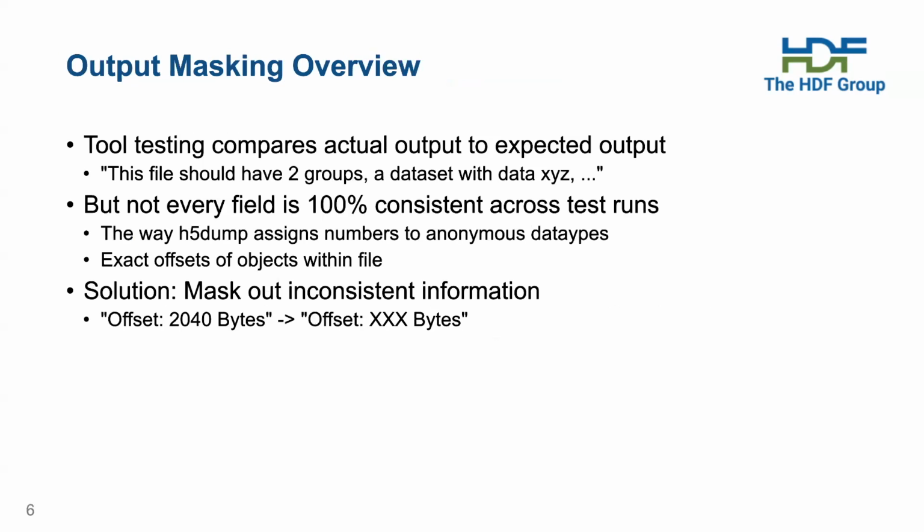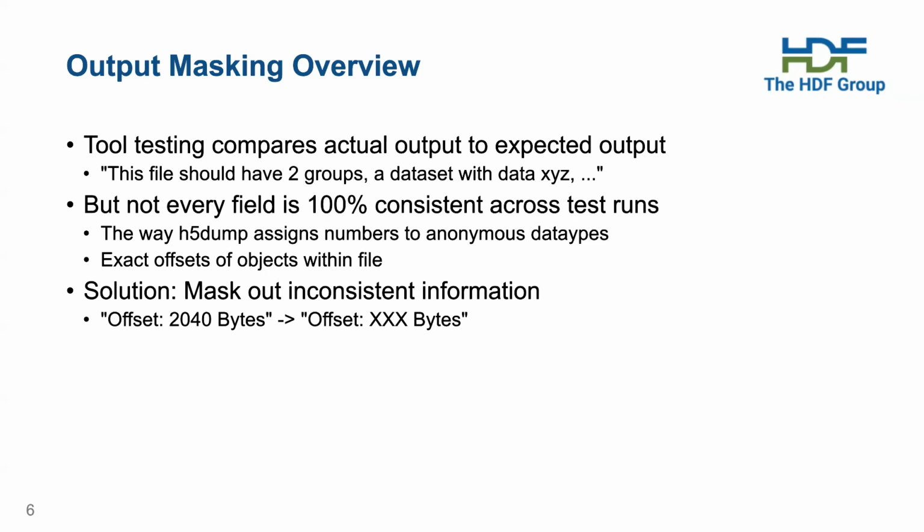All right, now we'll go on to output masking. So how most of the tool testing actually works is that there is a reference file stored in the tool test files. Something like, when we call H5dump on this file after the test, we should see these groups and this dataset with this name containing this data of this data type. And for the most part, that works fine.